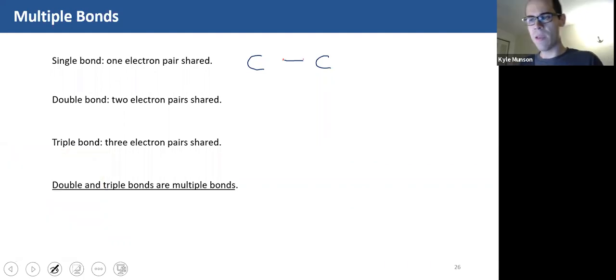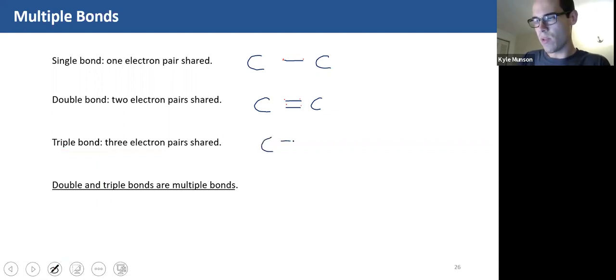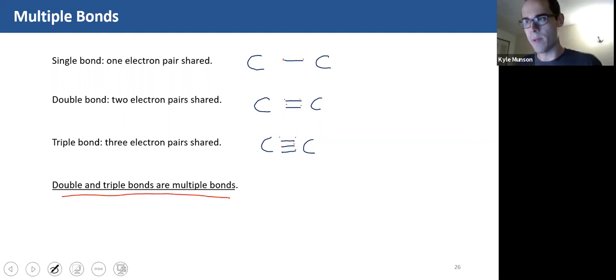All right. And a double bond, then, two electron pairs are shared. So there would be two lines here, where each one of these lines represents two electrons, or an electron pair. And then, of course, a triple bond, as the name suggests, has three electron pairs that are shared. Again, each one of these guys, 1, 2, 3, 4, 5, 6, shown here. So double and triple bonds are what we refer to as multiple bonds.